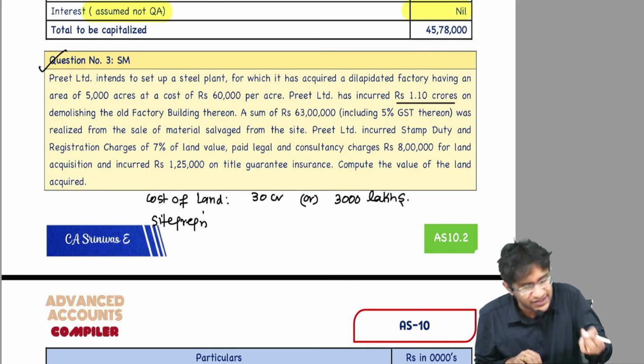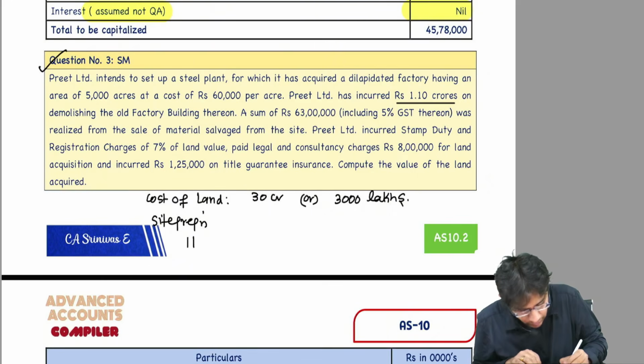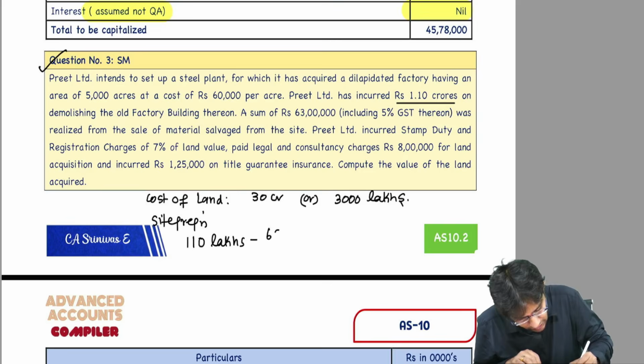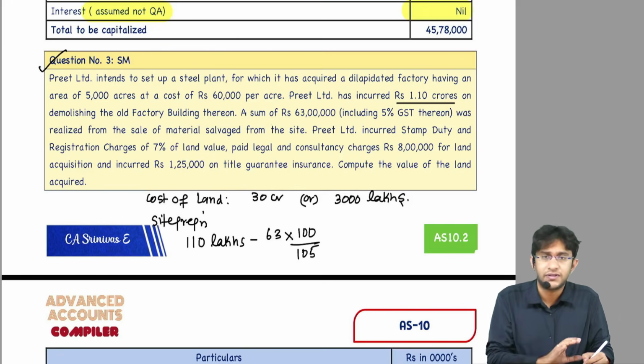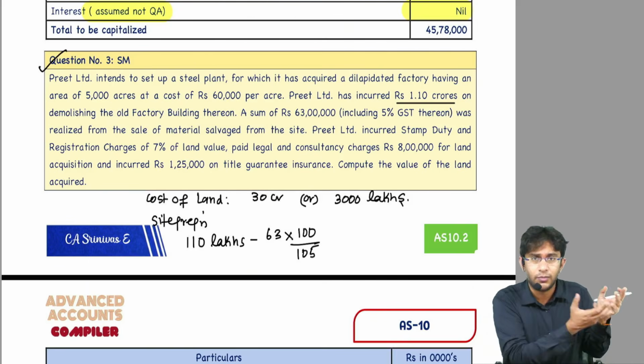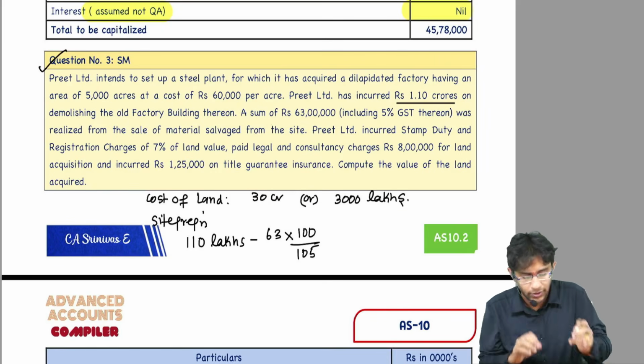So since that is given in lakhs, what I am trying to do is take 1.10 crores, I'm calling it 110 lakhs, minus the 63 lakhs I realized along with GST. So this is 1 plus 0.05, or let's say 105. I want 100. The 63 lakhs is inclusive of 5% GST. That 5% is not mine, the government will take it away. The remaining 100 only belongs to me.